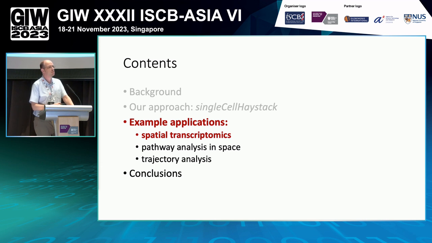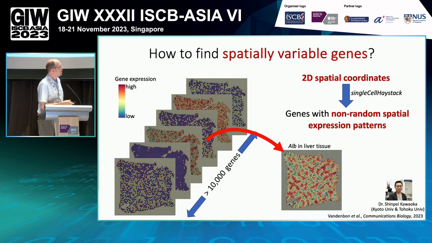So I want to show several examples. One is spatial transcriptomics data sets. So I think you are familiar with spatial transcriptomics. This is one platform, the 10x Visium platform. So this is a tissue, in this case a liver tissue. For every gene, we can see the expression within that tissue. And there are maybe more than 10,000 genes. And many of them look like this, so it's rather like random expression.